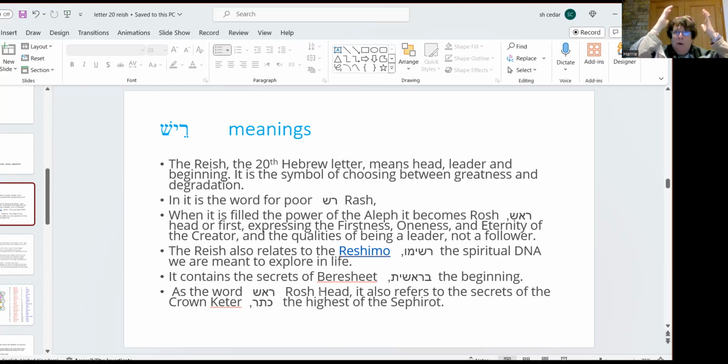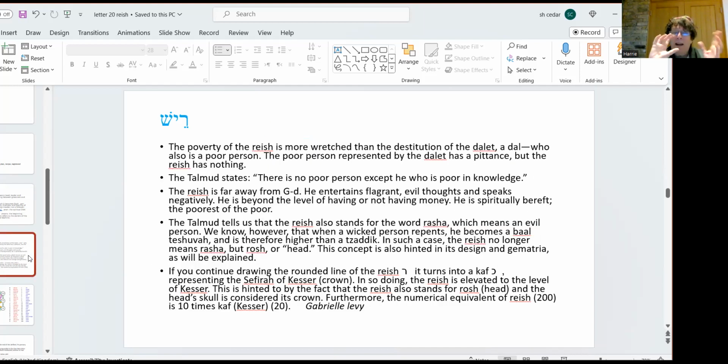The highest of the 10 Sephirot of Kabbalah, Keter, is a crown. And obviously the crown sits on your head. So there are those connections as well. And I like the idea that Resh, this poverty and badness, can be transmuted into a head, leader, and the start of something fabulous.